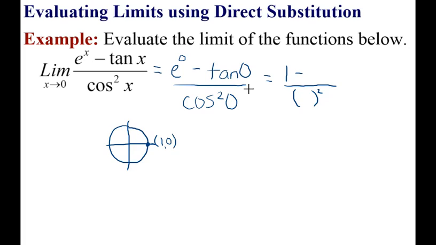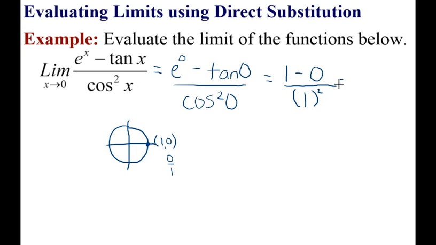Remember, tangent is y divided by x. So 0 divided by 1, and 0 divided by anything is 0. But cosine is always the x value on the unit circle. So in this case, with the point (1, 0), cosine of 0 is 1.